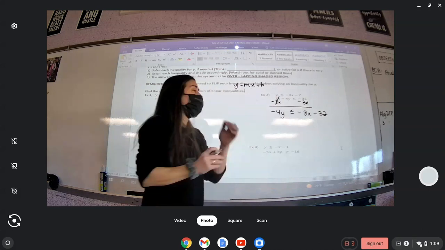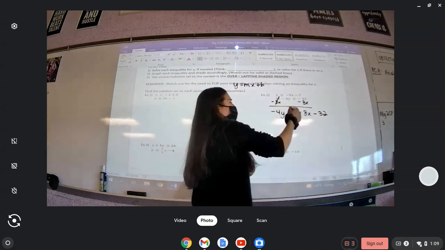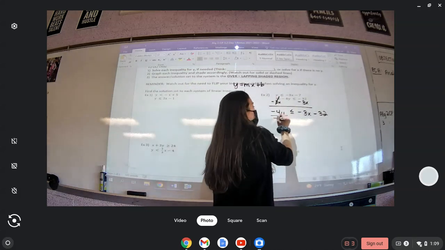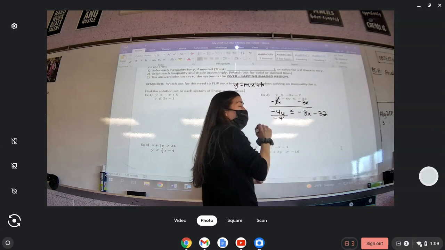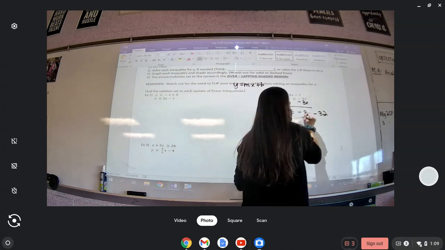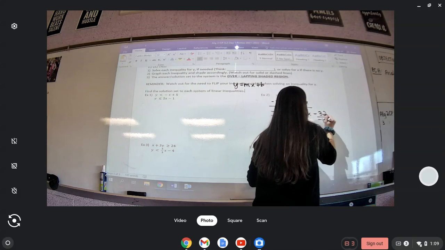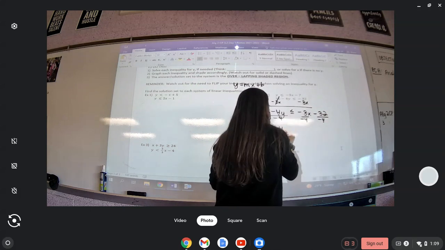And then always divide and reduce when you can. What are you going to divide by to get Y by itself? So what do you have to do to your symbol because it's a negative number? Make sure you flip that symbol or you definitely won't be shading in the right direction.